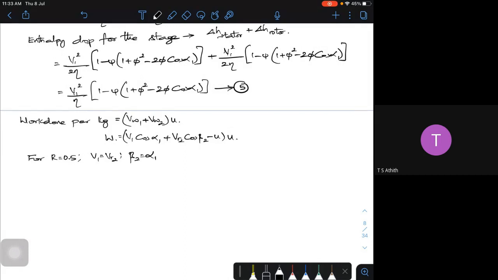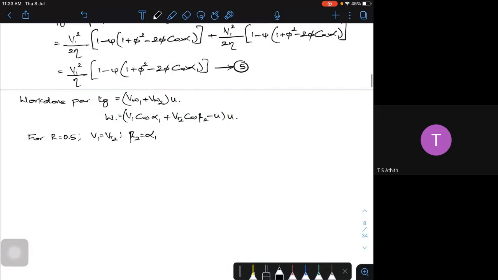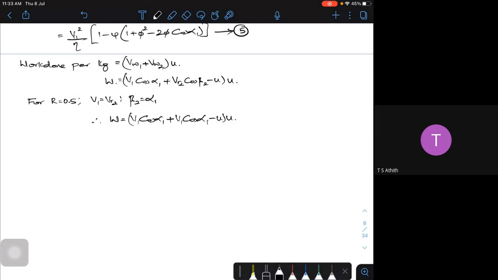So here what I'm going to write, therefore your work done expression W will be equal to V1 cos alpha 1 plus, I will write VR2 as V1 cos alpha 1, minus U into U. What this will be: V1 cos alpha 1 plus V1 cos alpha 1 will become 2V1 cos alpha 1. This will be 2V1 cos alpha 1 minus U into U. Okay, this is what I am going to get.